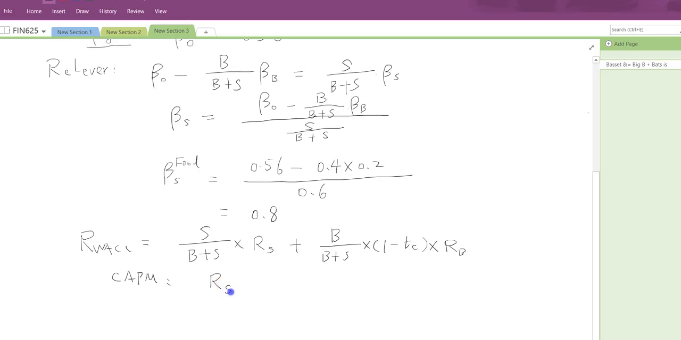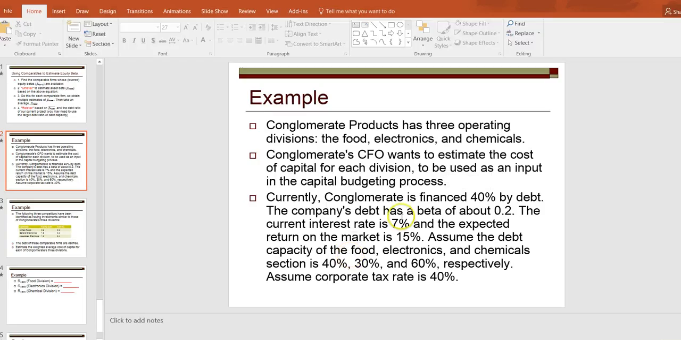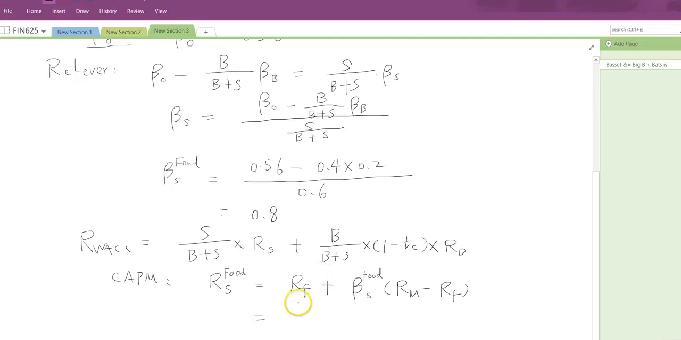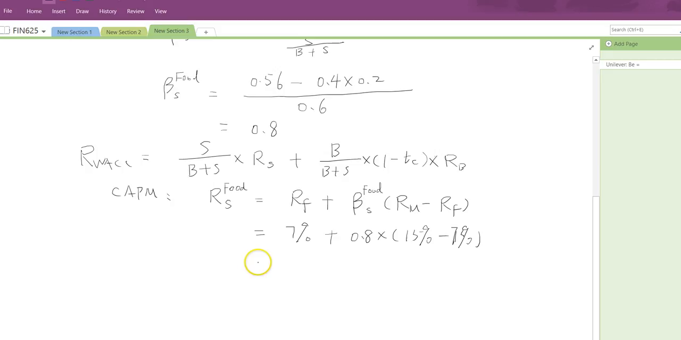All right, so RS for food equals the risk-free rate RF plus beta S for food times RM minus RF, the market risk premium. So do we know RF, the interest rate? Yes, 7%. And do we know RM? 15%. Right, so just directly plug in the numbers now. Plus 0.8 times 15% minus 7%. It's a bit messy, but I believe you will be able to follow. You should just plug this into your calculator. You can figure out the return is 13.4%.